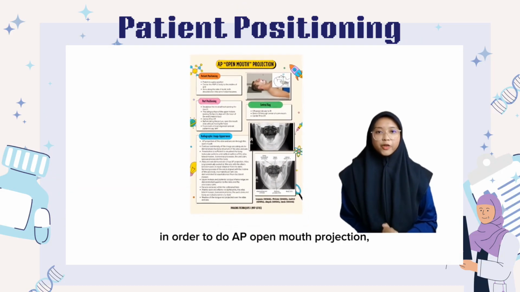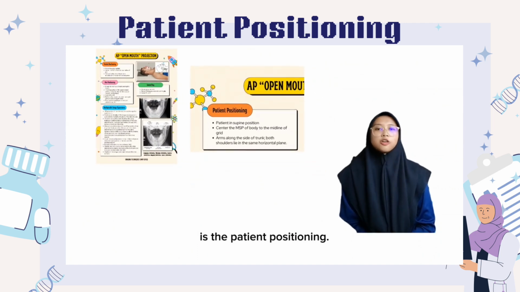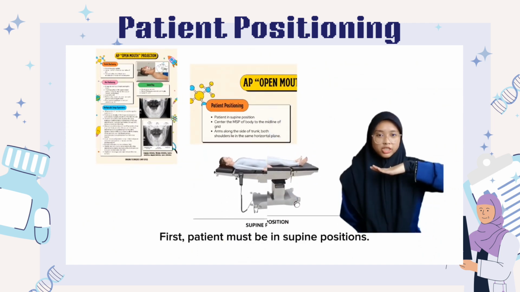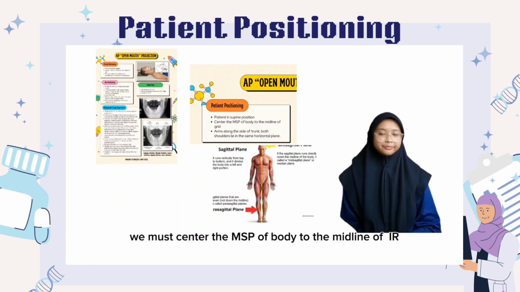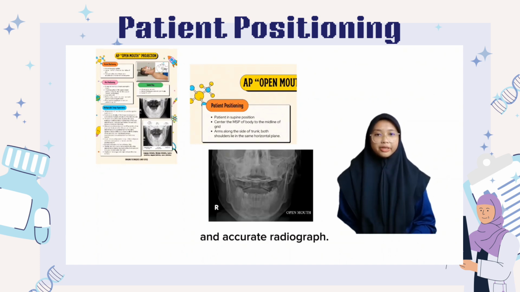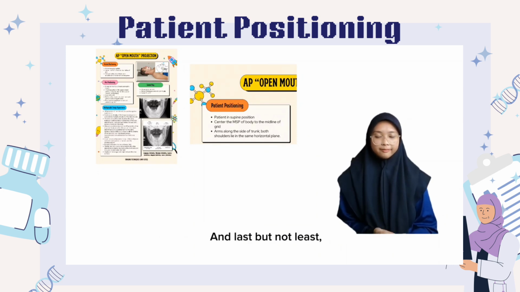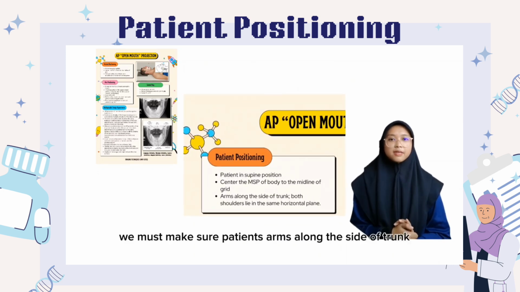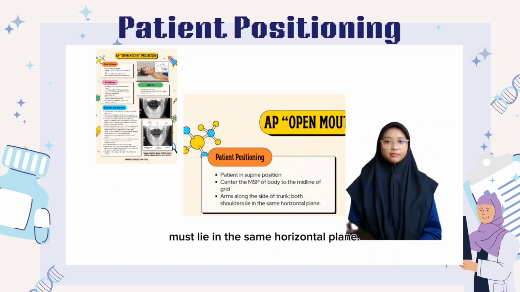In order to do AP open mouth projection, the first thing that we need to do is the patient positioning. First, patient must be in supine position. Next, we must center the MSP of the body to the midline of the IR. Aligning the MSP to the IR is important for producing high quality and accurate radiographs that are crucial for effective diagnosis and treatment planning. And last but not least, we must make sure the patient's arms are along the side of the trunk and both shoulders lie in the same horizontal plane.